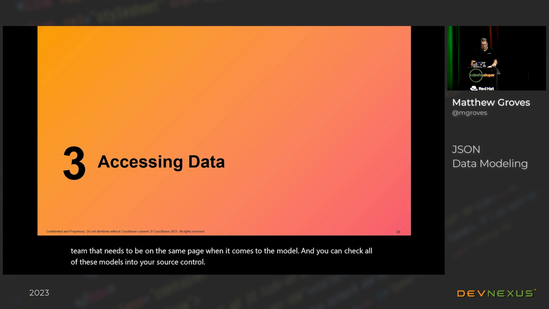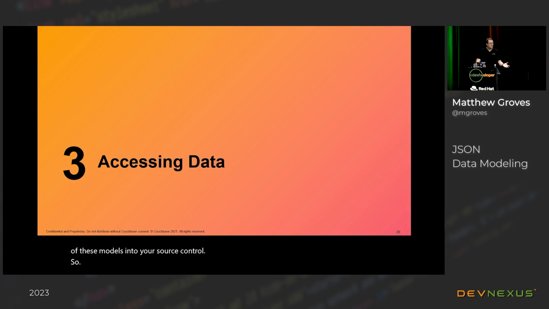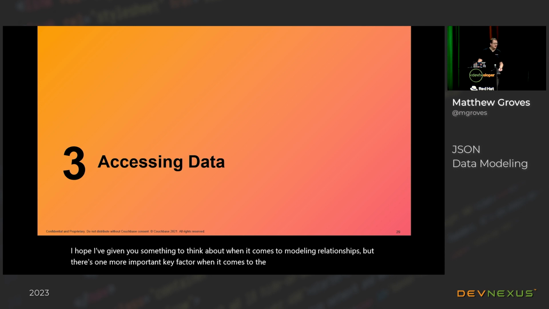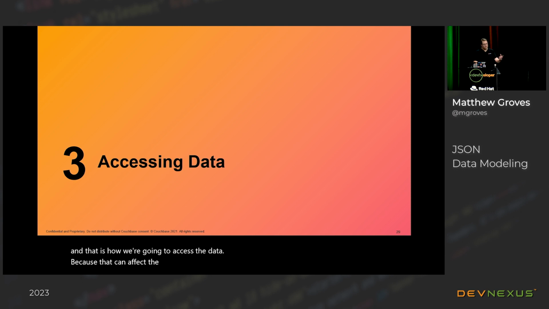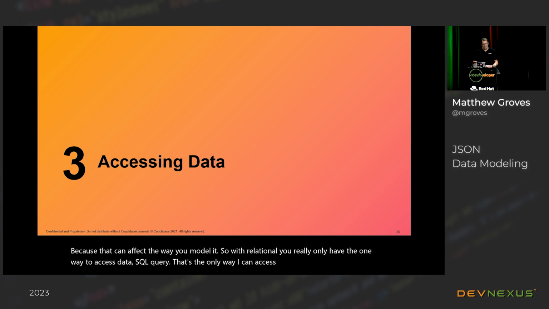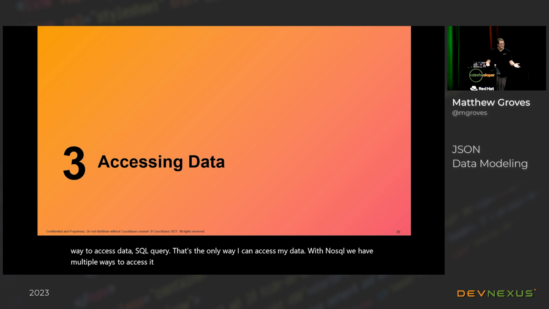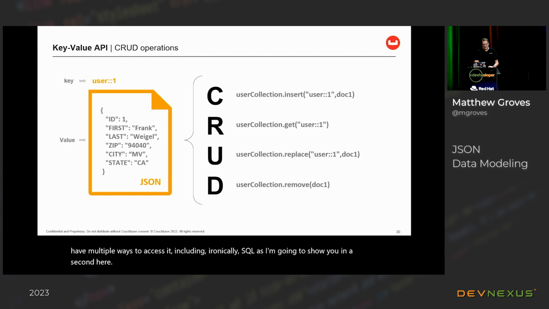Okay, so I hope I've given you something to think about when it comes to modeling relationships, but there's one more important key factor when it comes to deciding how to model your data, and that is how we're going to access the data, because that can affect the way you model it. With relational, you really only have the one way to access data, SQL query. That's the only way I can access my data. With NoSQL, we have multiple ways to access it, including, ironically, SQL, as I'm going to show you in a second here. But let's start with a key value API.